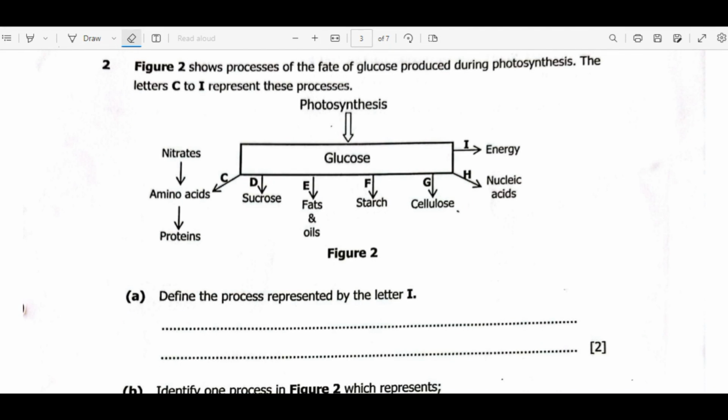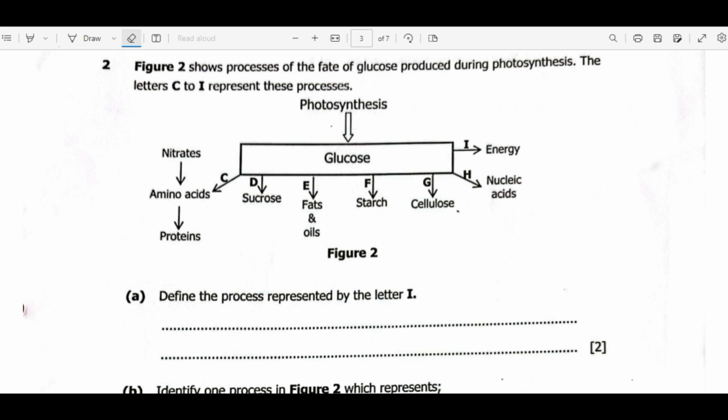Welcome guys. Before us we have question 2, and this video is just the continuation of biology paper 2 for the 2023 internals. Now question 2 reads, figure 2 shows processes of the fate of glucose produced during photosynthesis. The letters C to I represent these processes.